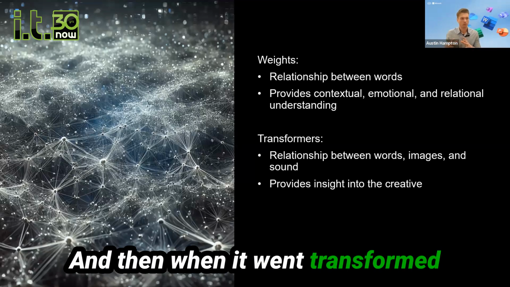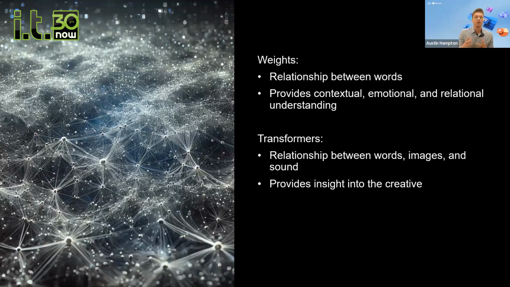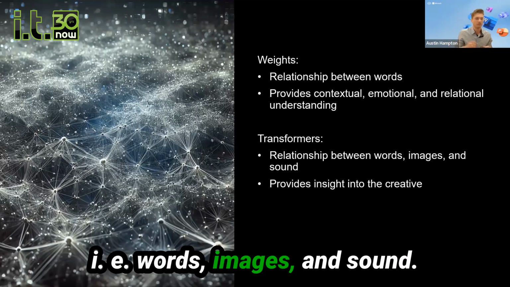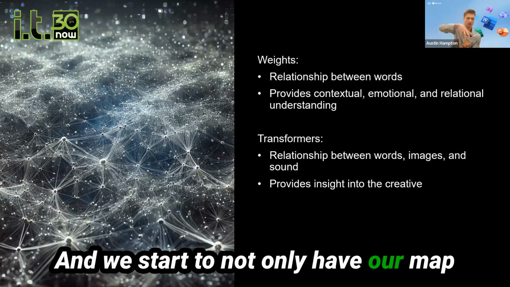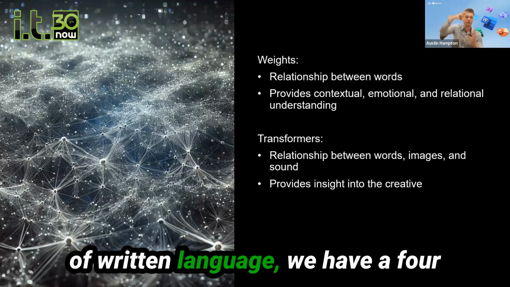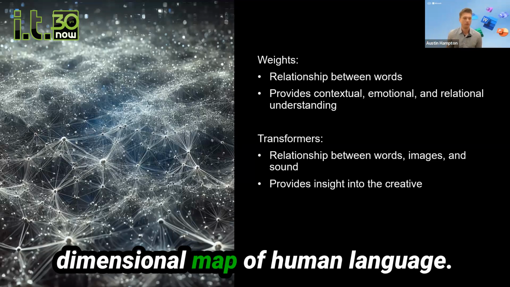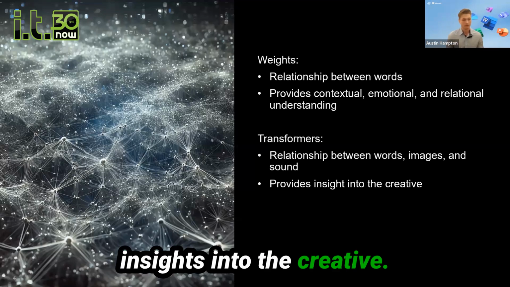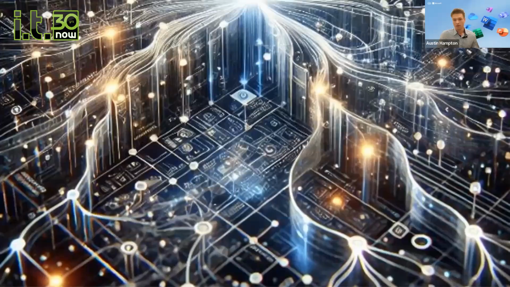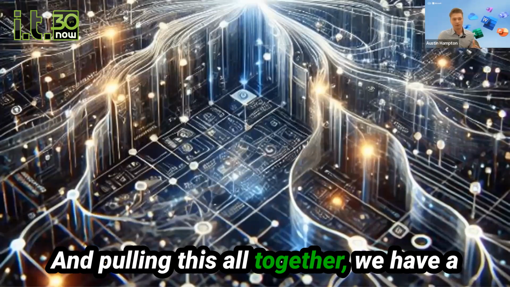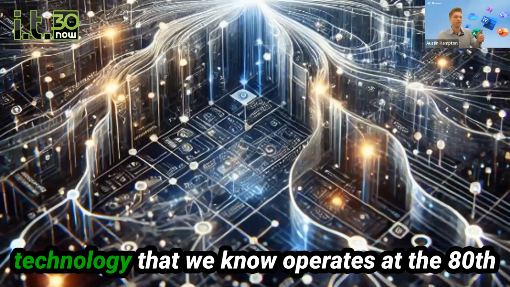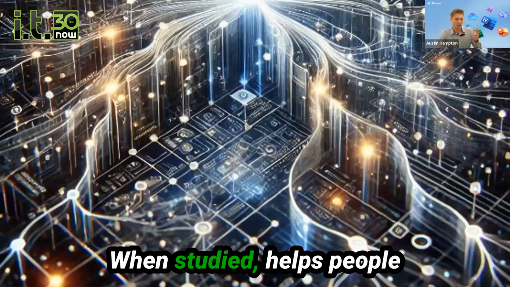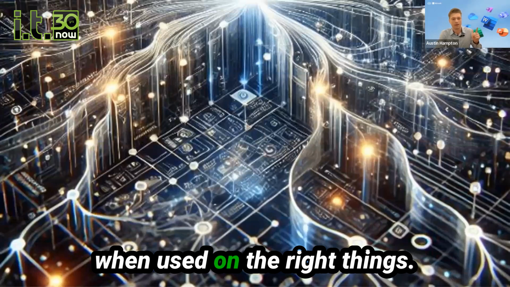And then when it went multimodal and we developed transformers, we now have the ability to understand the relationship between text, i.e. words, images, and sound. And we start to not only have our map of written language, we have a four-dimensional map of human language. And this provides access to insights into the creative. And pulling this all together, we have a technology that we know operates at the 80th percentile at any skill set that it's measured. When studied, it helps people generally work faster and better when used on the right things.